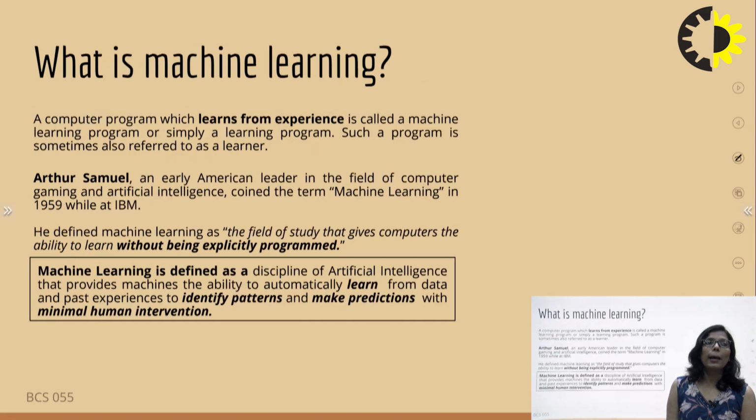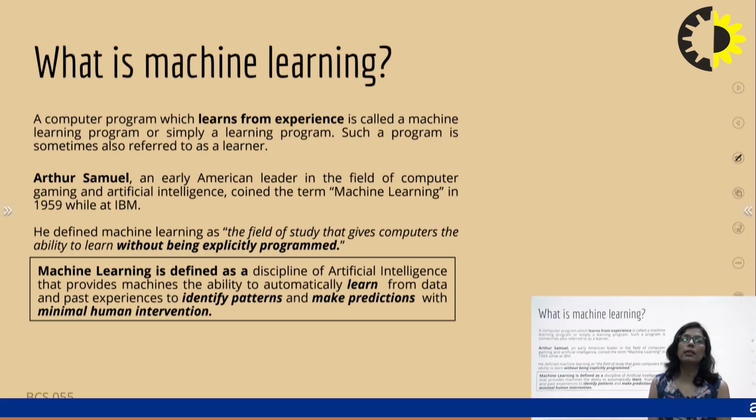So with this, we are able to define machine learning. A computer program which learns from experience is called a machine learning program or simply a learning program. If a computer is able to learn, meaning it's able to improve its performance measure, we can say it is learning. Arthur Samuel coined the term machine learning, and defined machine learning as a field of study that gives computers the ability to learn without being explicitly programmed. So we are not assisting the computers to learn at every step. Instead, we want them to learn on their own. With this, we have a comprehensive definition of machine learning.